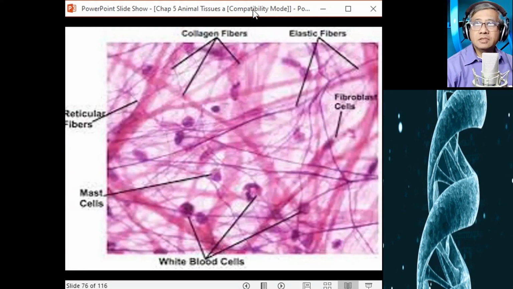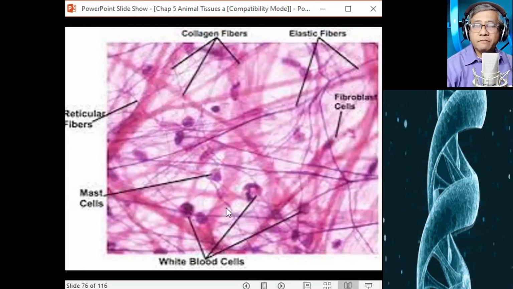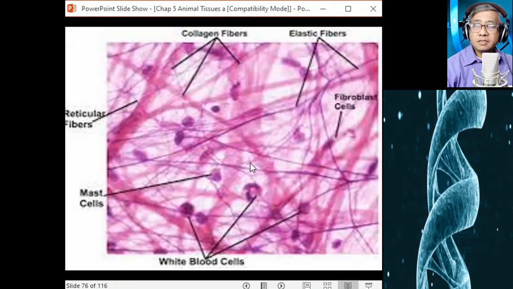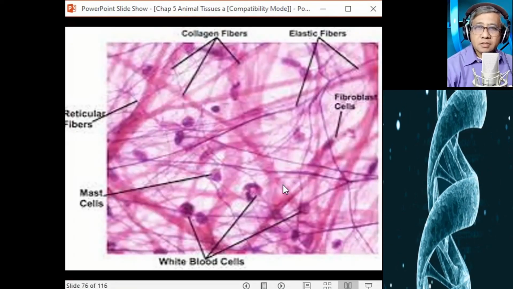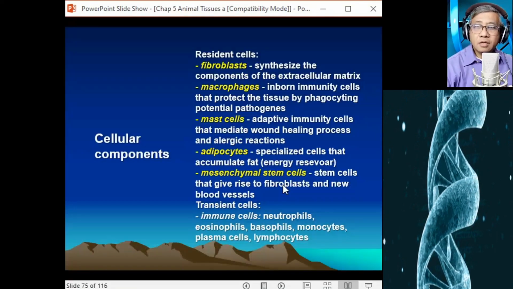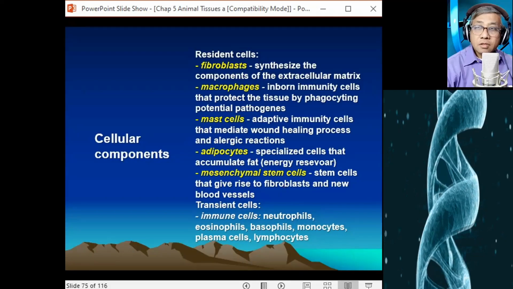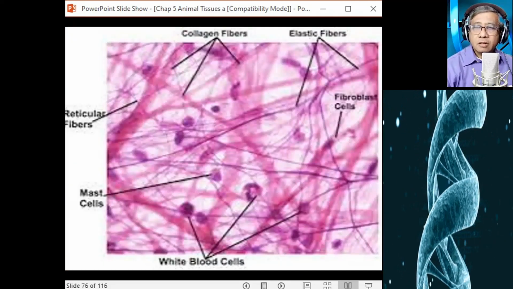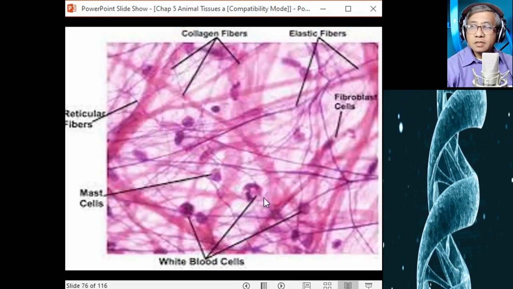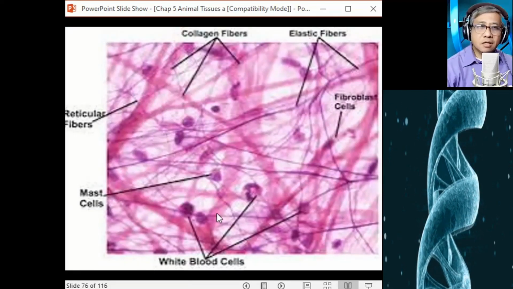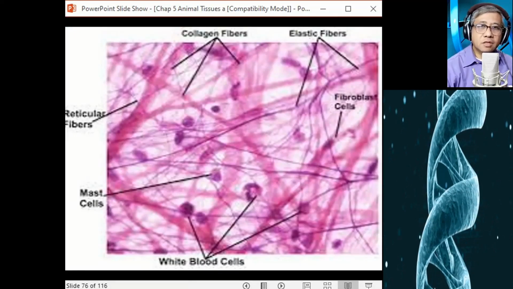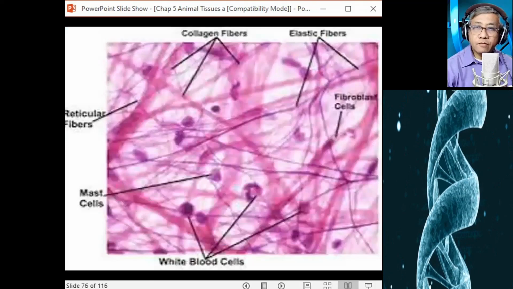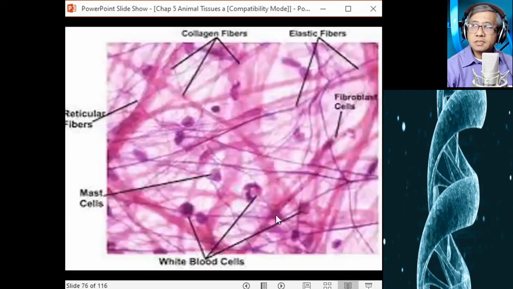Ayan, no? So here is a photomicrograph of these components. So we have here the mast cells. Again, these mast cells play an important role in immunity, mediate the wound healing process, and allergic reactions. Okay, then we have these white blood cells. Ito yung mga transient cells like lymphocytes, monocytes, eosinophils, basophils, neutrophils. Ayan yun yung mga white blood cells na yan.